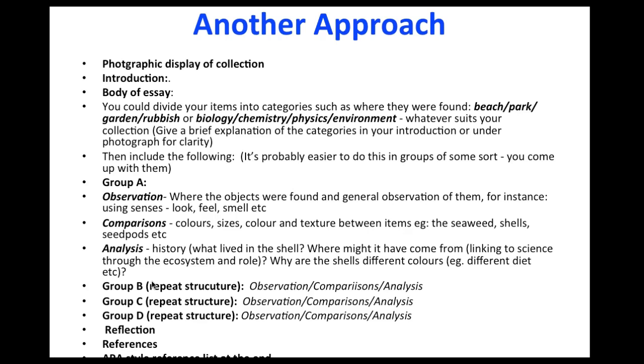You could divide your items into categories such as where they were found: beach, park, garden, rubbish, or alternatively the science categories of biology, chemistry, physics, and environment. Whatever suits your collection, because everybody's collection will be different. So you give maybe a brief explanation of the categories in your introduction or under the photograph for clarity.